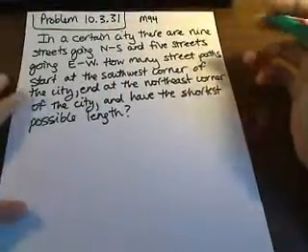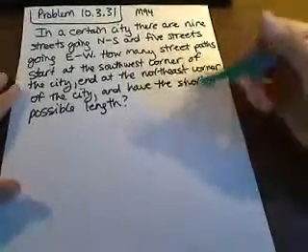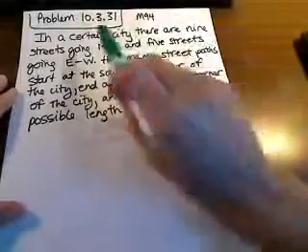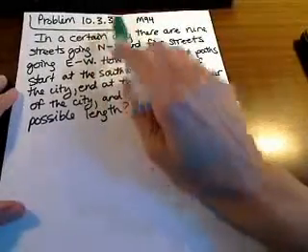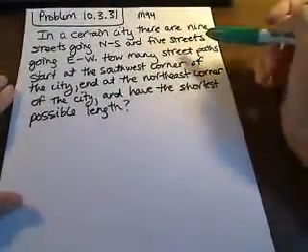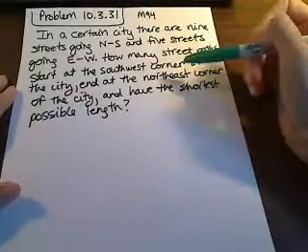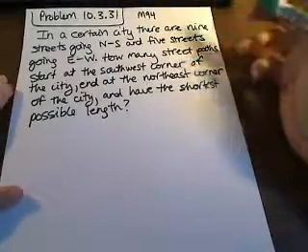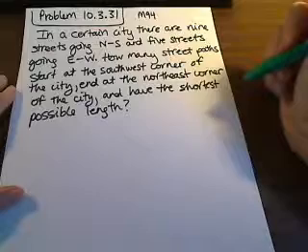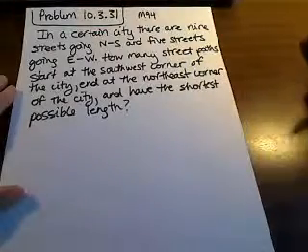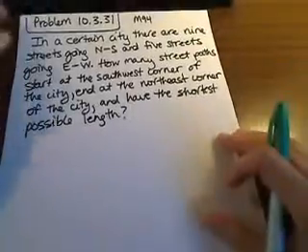All right, so this problem is going to be easiest to show you. I'm going to have to draw out here. So this is problem 10.3.31. In a certain city, there are 9 streets going north-south and 5 streets going east-west. How many street paths start at the southwest corner of the city and end at the northeast corner and have the shortest possible length?